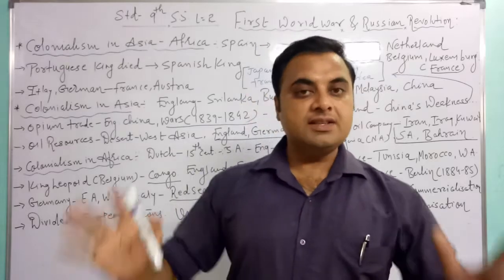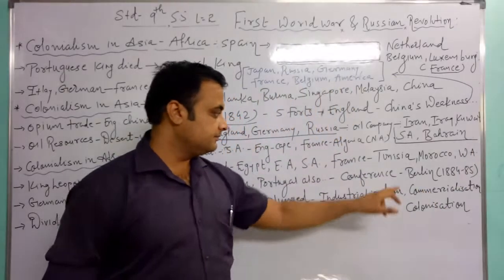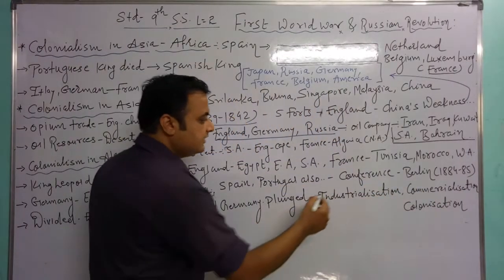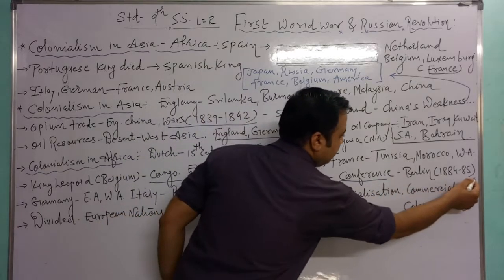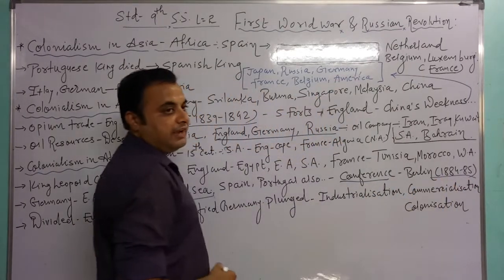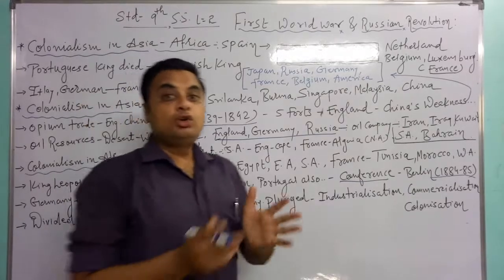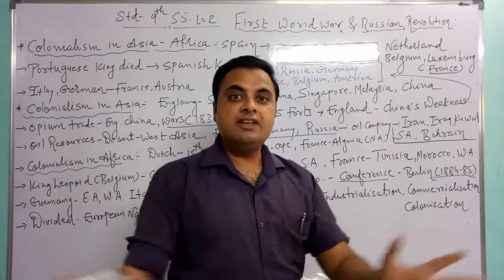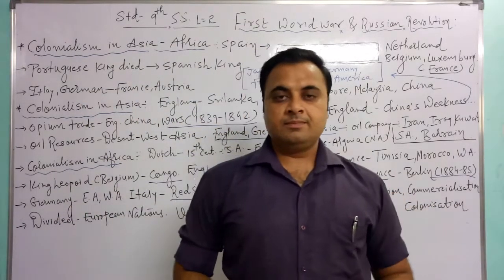Then after, the conference held in Berlin in 1884-85. And what is the conference? To divide their provinces, to divide their territory.